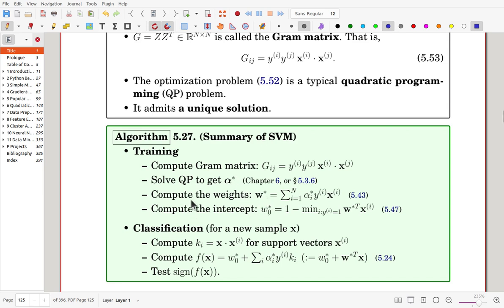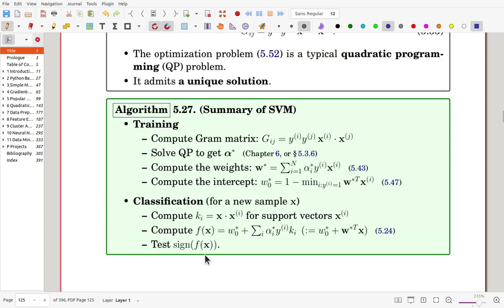And in classification, once a new point comes, then for each xi we make a dot product, that is ki. Now by using ki we can compute what is in fact this net input. We try to get the net input for given x. Then once the net input is computed, we test the sign: if it is positive, then the prediction is 1. If it is negative, then the prediction is -1.